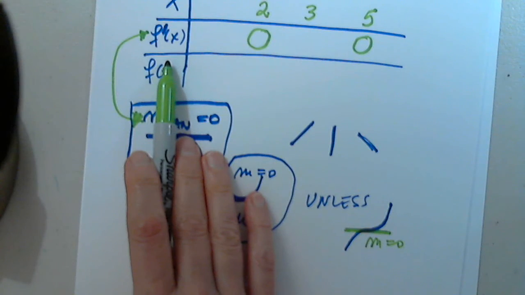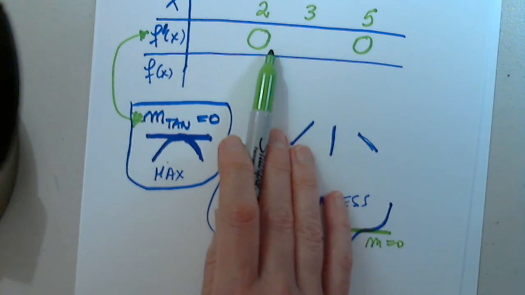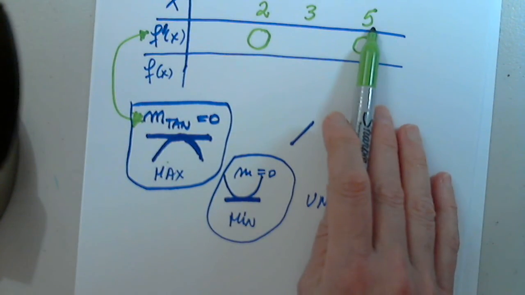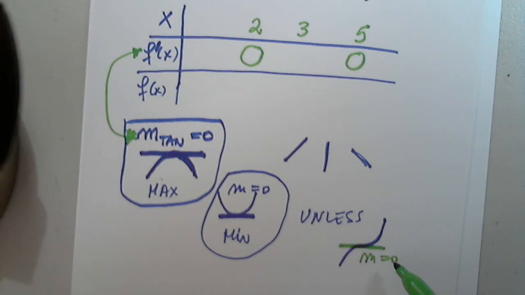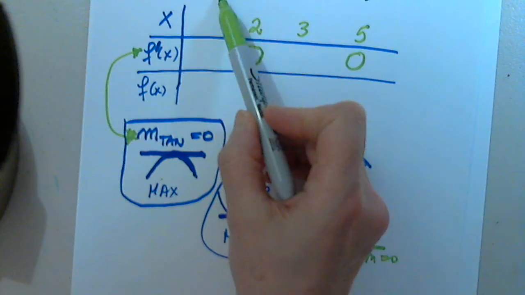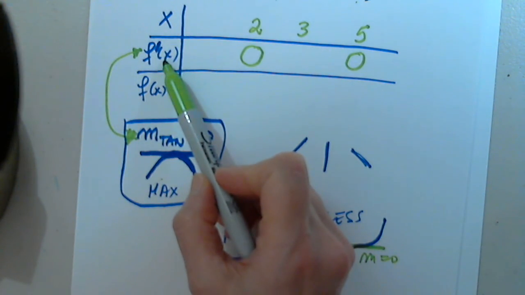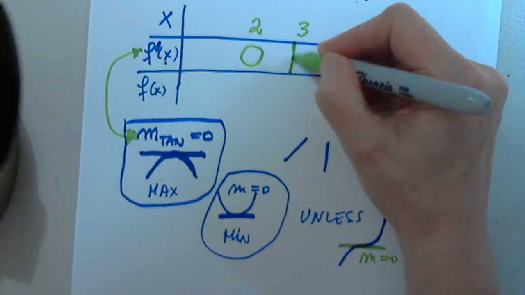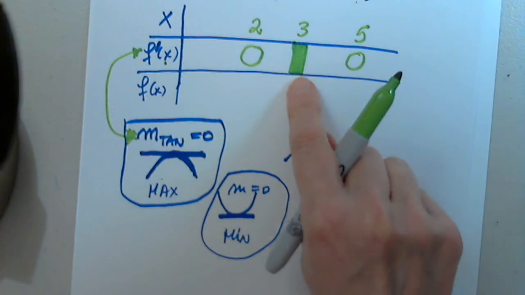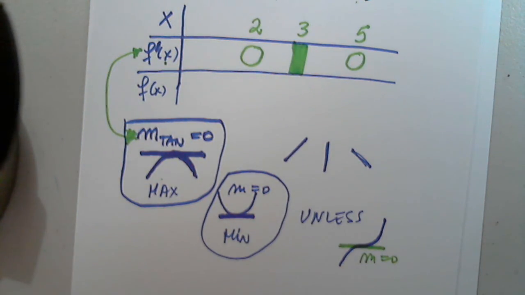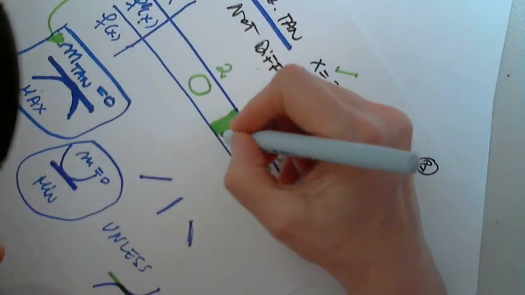The rate of change at 2 is 0. The rate of change at 5 is 0. I don't know if it's a max, min, or this, but I'm told horizontal tangent. That's all I need to know. It's not differentiable at 3. The derivative does not exist at 3. I don't have anything to write. It does not exist. If you don't like that, just write DNE.